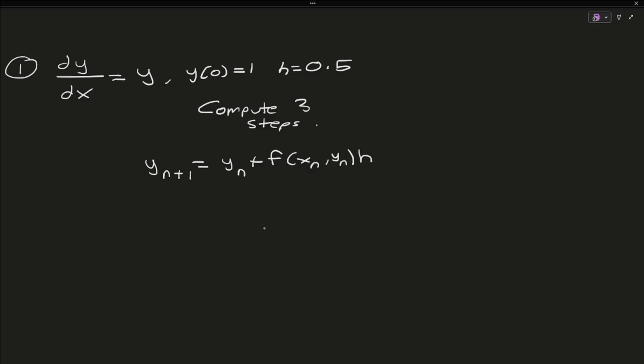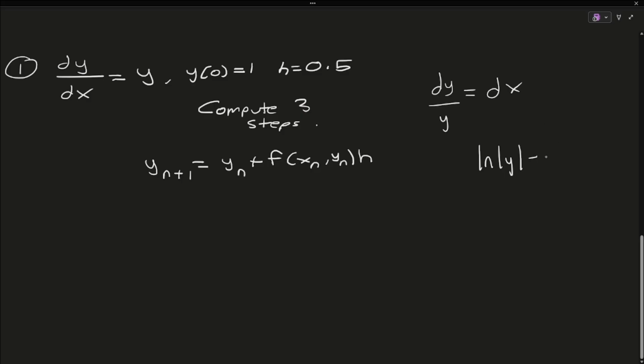Before we start computing using Euler's method, I want to show you the actual solution to this differential equation. We would use separation of variables. dy over y would be equal to dx. Then we would integrate both sides. On the left-hand side, I would get ln of y plus c.